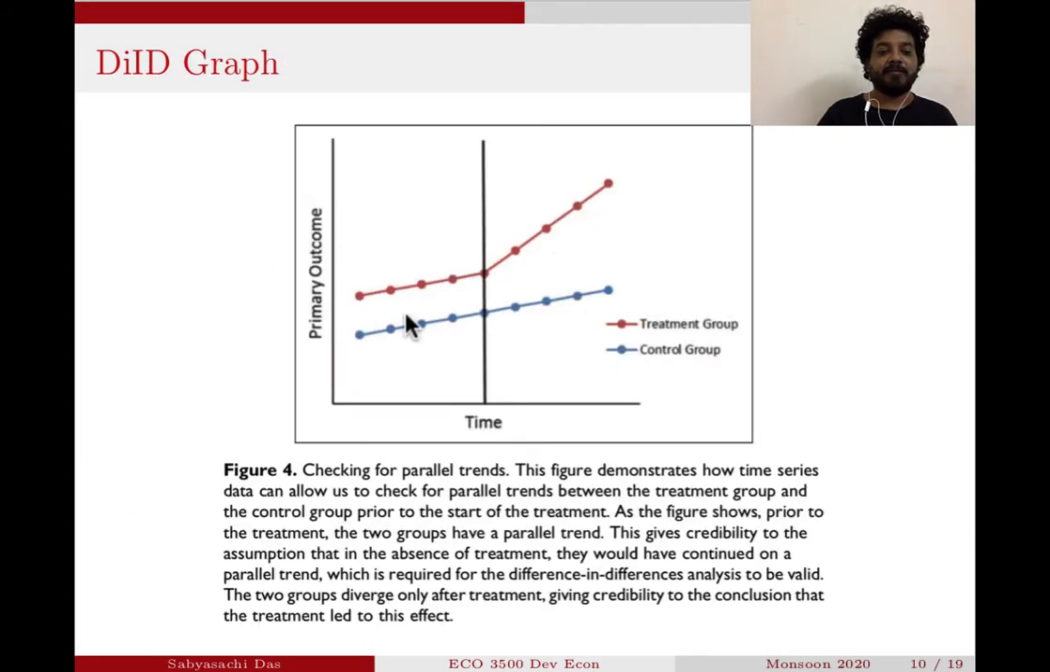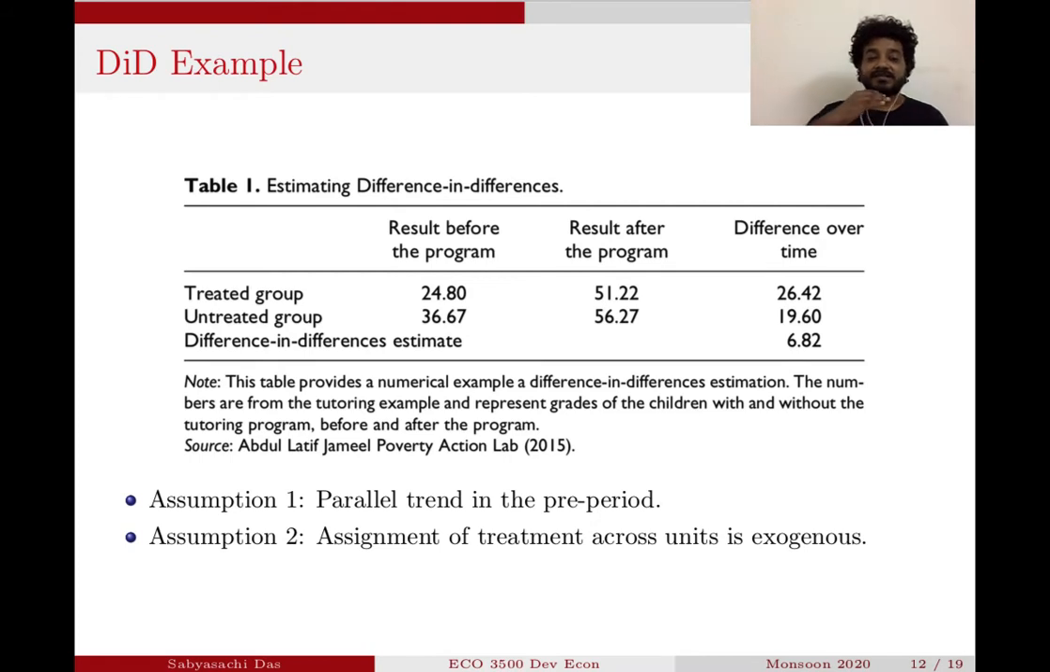So if the gap was already widening, then it would have been a problem, because then part of this widening gap would be because of the pre-trend of widening to begin with. But here you see that in this graph, the red and the blue trends are kind of parallel to each other. So that's the parallel trend assumption. This you can verify. This assumption can be verified in the data if you have enough pre-period data. Then you can check and test whether these slopes are identical for the red and the blue. So that's the first assumption. You need parallel trends across the treatment and the control group in the pre-period. Then you can attribute the increased gap in the post-period to the treatment.